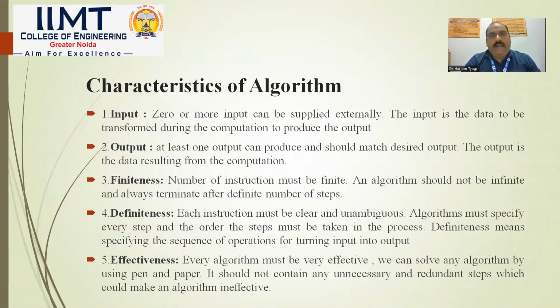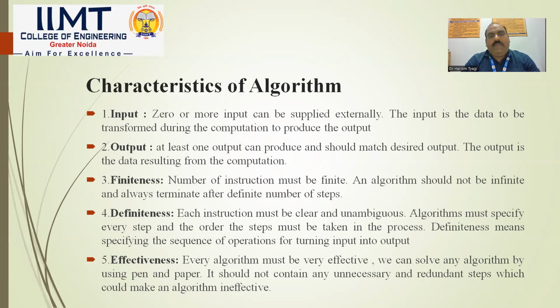And the output, at least one output must be produced. It means if you have a good algorithm, the identity of a good algorithm is that without any output, there is no role of the algorithm. At least one output must be produced and it should match the desired output which we want to find out.